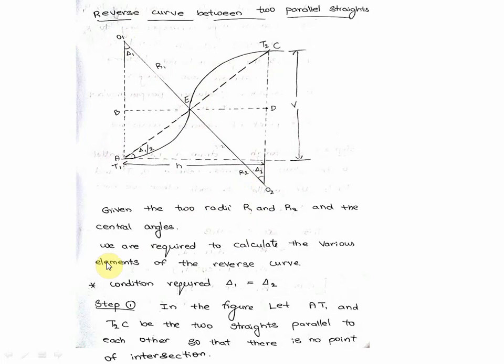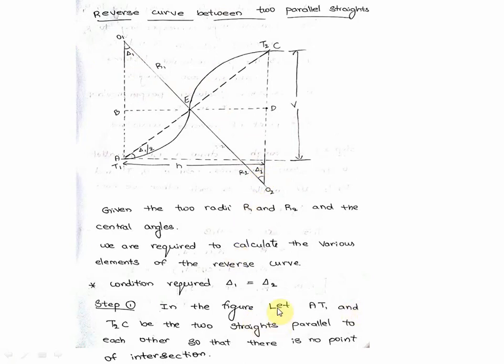We are required to calculate the various elements of the reverse curve, as you have known from the previous curves, that is, the compound curve and the simple circular curve. So there is a need to calculate the components of the curves, so we'll go through that. Here one condition they have assumed is that delta 1 is equal to delta 2. Here you can see the angle, here it is delta 1, here the angle is delta 2. So the condition required is delta 1 equals delta 2, meaning both the angles are the same.